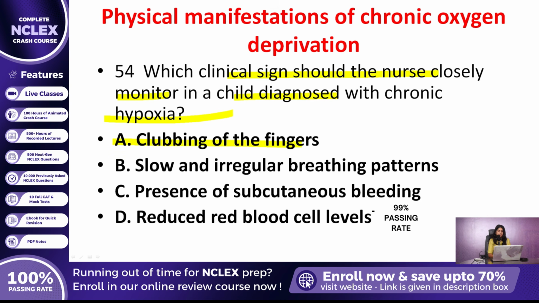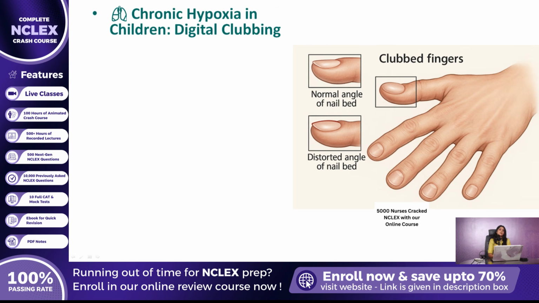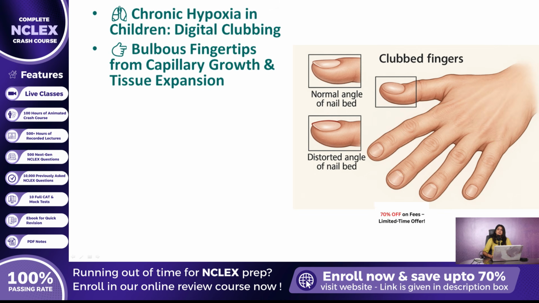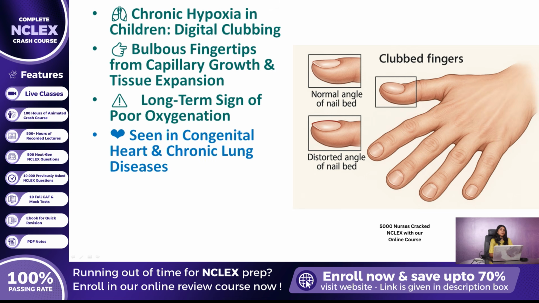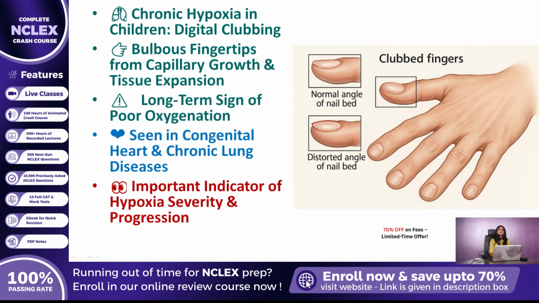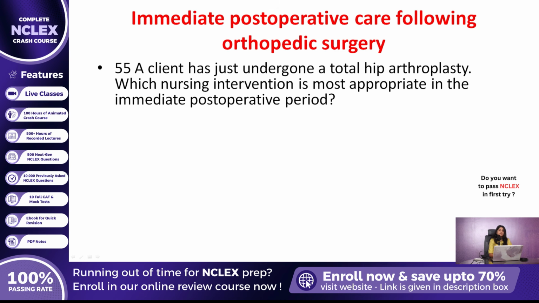Clubbing of the fingers. In children with chronic hypoxia, the body attempts to adapt by promoting new capillary growth and soft tissue expansion at the fingertips, resulting in a bulbous or rounded appearance known as digital clubbing. This physical change is a classic long-term indicator of poor oxygenation and is often associated with congenital heart disease or chronic pulmonary conditions. Monitoring for this sign can help the nurse assess the ongoing severity and progression of hypoxia in affected children.